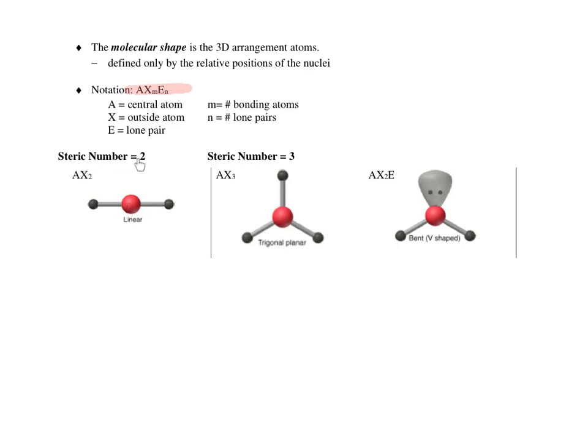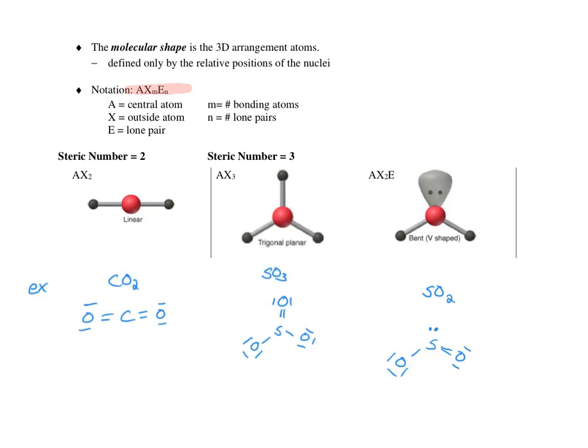Okay, note our steric number is 2. These bonds are as far apart from each other as possible. For a steric number of 3, there are 2 possibilities. We can have each of these charge clouds being bonding clouds, i.e. bonds to atoms. In AX2E, we have 2 bonding regions and 1 non-bonding region. Okay, let's look at some examples of each.